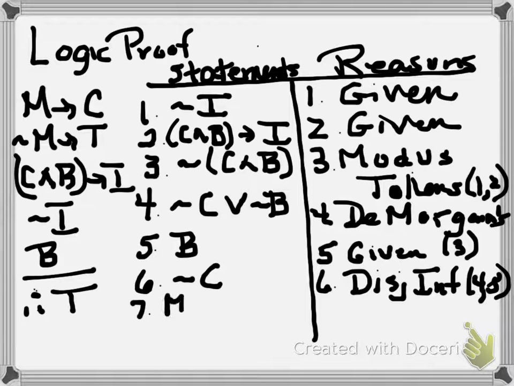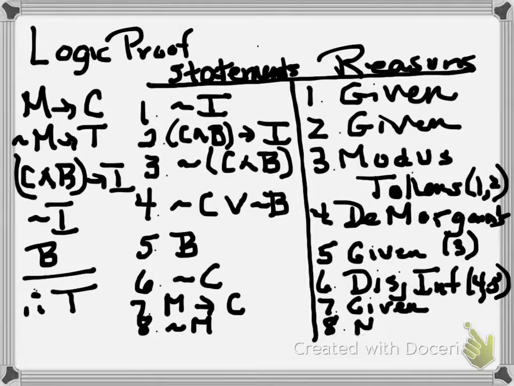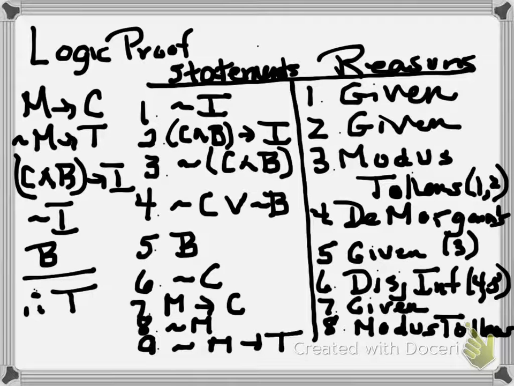And then I have M implies C, which is given. And the negation of the conclusion means the negation of the hypothesis again, which is modus tollens. And now not M implies T, which is given. So that now the final statement T is by modus ponens.